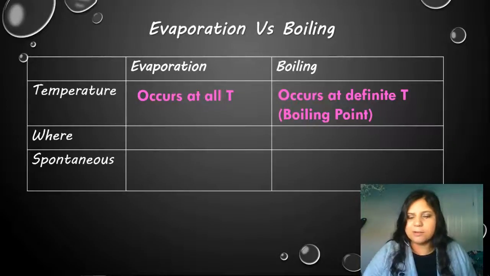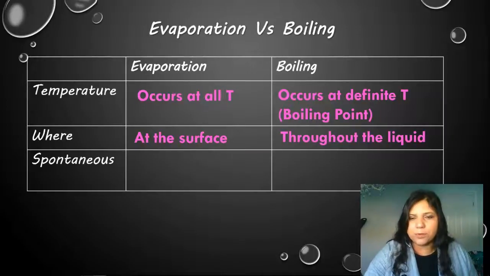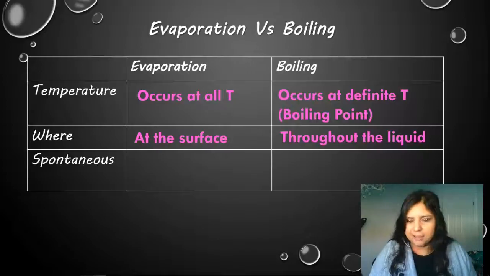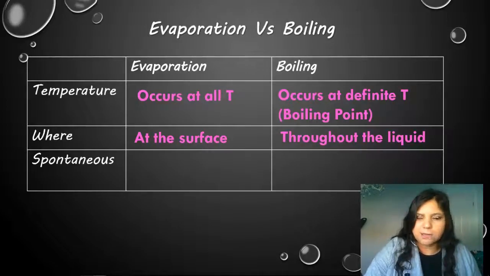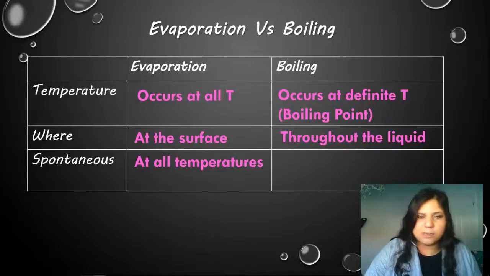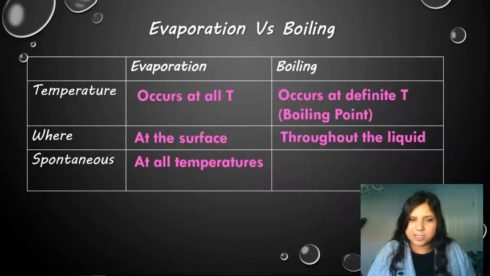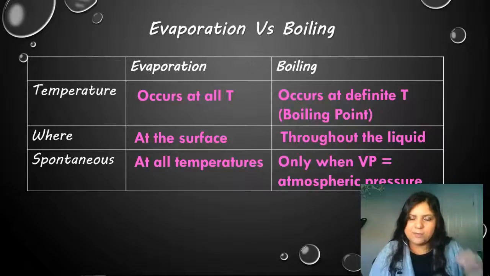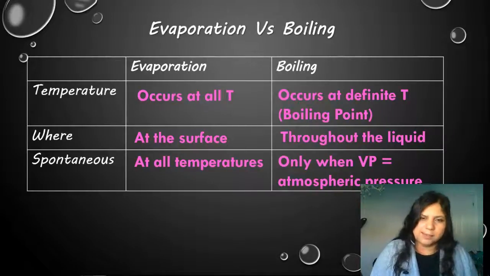Where is this happening? Well, for evaporation, it's happening only at the surface. For boiling, once it reaches that temperature, it's happening throughout the entire liquid. Is this process spontaneous, meaning does it just happen? Well, evaporation is spontaneous. It's constantly happening because you have some particles that are warmer than others. And boiling only happens when the vapor pressure is equal to the atmospheric pressure.